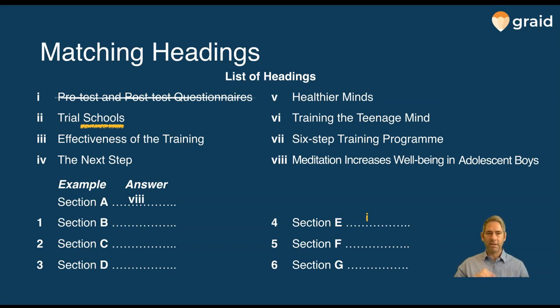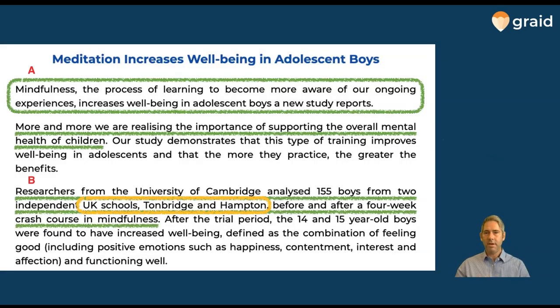So I'm quite confident I'm going to answer that, and I move on to the next heading, which is a short one, trial schools. Now I'm going to scan for the word schools. I think that might be easy to find in the reading. And in section B, I can see the term UK schools in two examples, Tonbridge and Hampton. Now perhaps these could be the trial schools. So I check. I read what I've skimmed again.